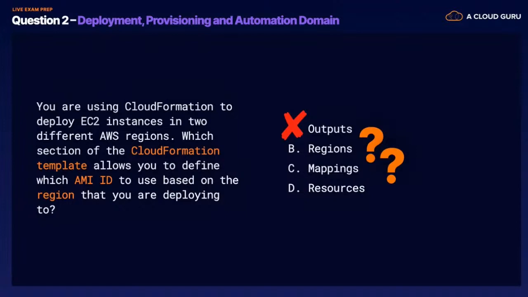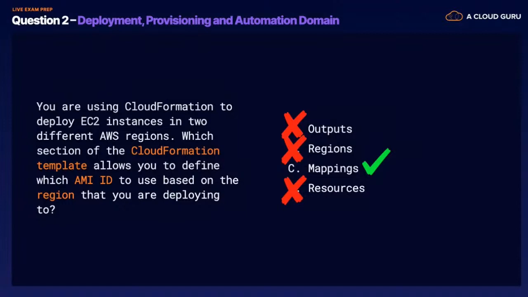Second, mappings. I most definitely know that there's a mapping section in the CloudFormation template. So I'm going to put a possible next to that one. Resources, well, those are just the things that we set up in the CloudFormation template. So that leaves us with regions and mappings. If I know that there's most definitely a mapping section in there, but I just don't remember anything about a region section, then I'm going to take my chances and go with mapping.